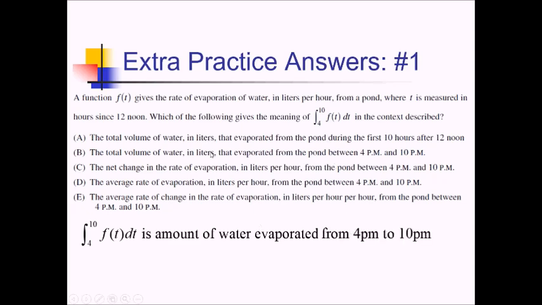Looking at our answer choices, we have A, total amount of water that evaporates during the first 10 hours. Well, that would be pretty close, but that would be the integral from 0 to 10, not 4 to 10. So A isn't quite what we need. B, the amount of water that evaporates from 4 p.m. to 10 p.m., that is exactly what we said here, so we're going with choice B. And if you look at the rest of these, net change in rate of evaporation, that's going to be the integral of f prime. And average rate of change, that's not even close. If that were the case, you would have 1 over 10 minus 4 out in front. So definitely choice B is the way to go.